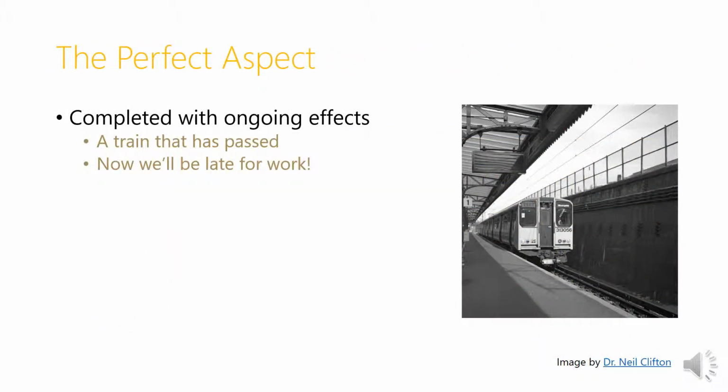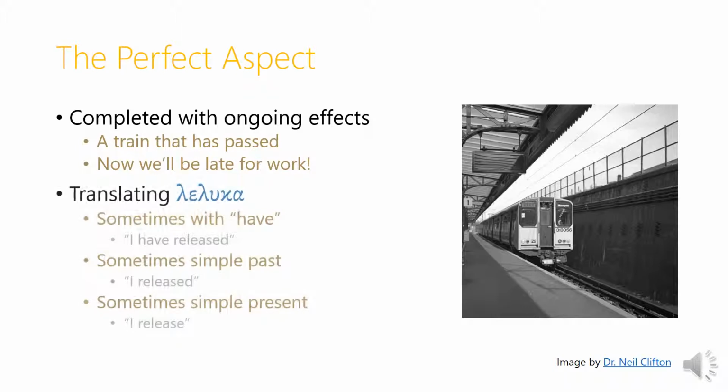So we said that the perfect aspect indicates an action that we're viewing as completed but still having ongoing effects, like a train that has passed and now we're in the new position of being late for work. How then do we translate lelu ka, the first perfect active indicative first person singular of luo? Well, sometimes we can translate perfects in English using the helper word have. So we can say, I have released, or I have destroyed, or I have let go.